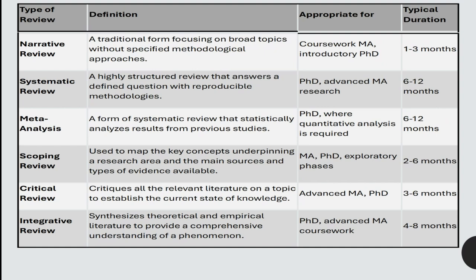So one can also get a systematic review, which is a highly structured review that answers a defined question with reproducible methodologies. You would find this on an advanced MA or a PhD, and a systematic review can take you anything from 6 to 12 months. A meta-analysis, also a form of systematic review, usually focuses on statistically analyzed results from previous studies, and is often used in a PhD where quantitative analysis is required. Also taking up to 6 to 12 months.